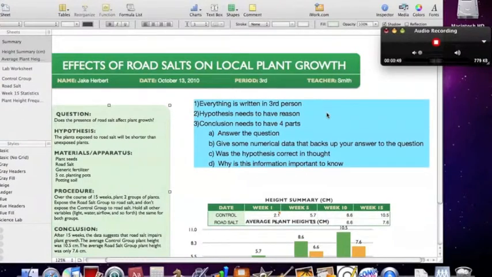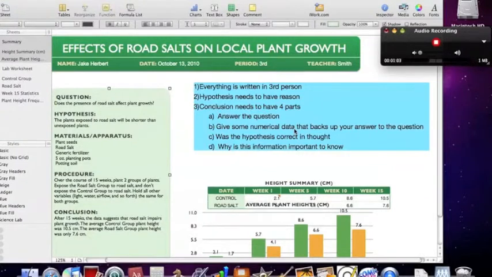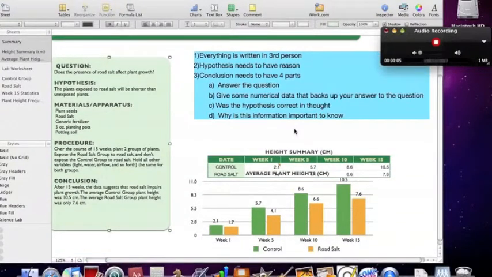Looks good. Hypothesis: The plants exposed to the road salt will be shorter than unexposed plants. Wonderful. They haven't said I, me, or my hypothesis. Doing a great job so far. Let's take a look at the conclusion down below. After 15 weeks, the data suggests that the road salt impairs plant growth. The average control group plant height was 10.5. The average road salt... Okay, no, I don't see any me, I, or anything. So A plus here, he'd get full credit for everything written in third person.